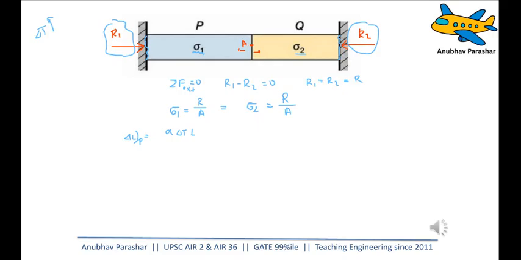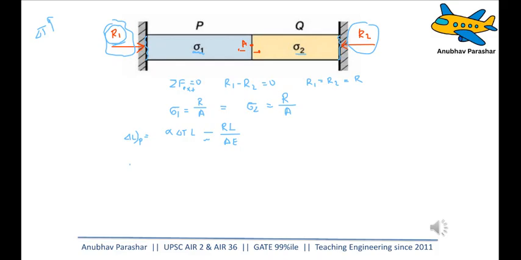But wait, there is also a reaction force, which is compressive in nature. And because of this reaction force, the tendency of the length will be to decrease. So I will say minus the force into length divided by area into E. This is the decrease in length. Why minus sign? Because it is compressive, it is going to decrease. So I'm writing it as minus RL by AE. So this is the total change in length of P.